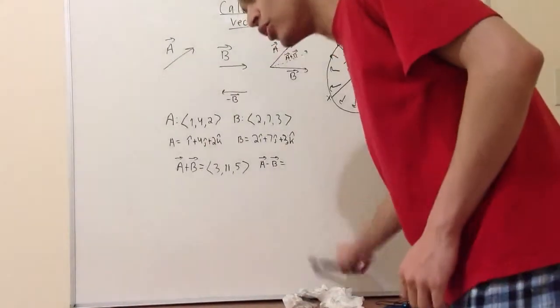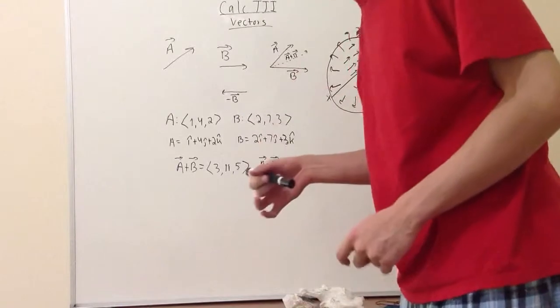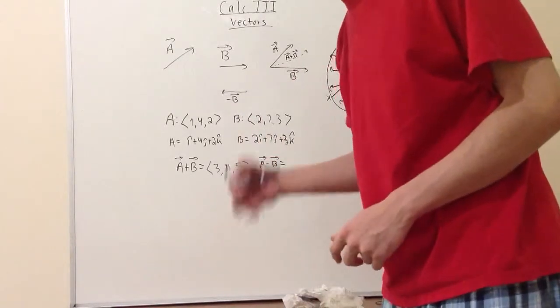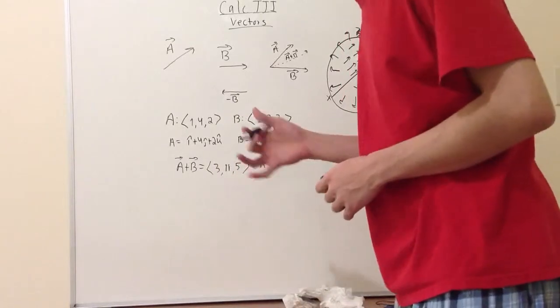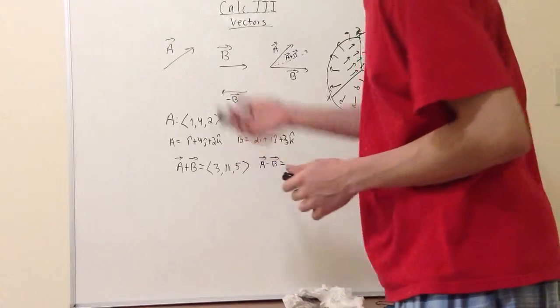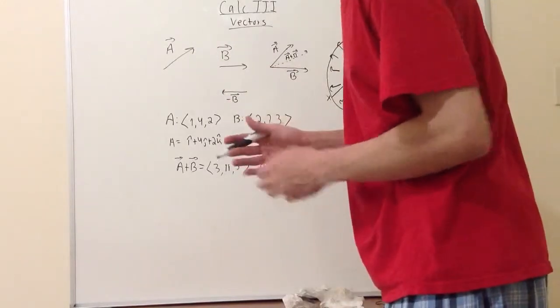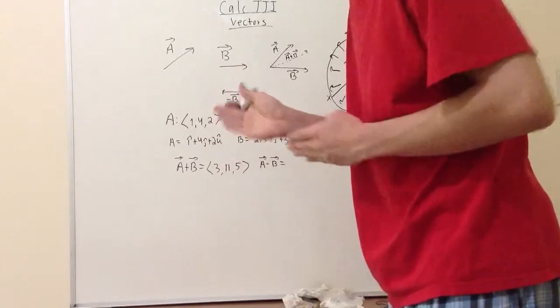Alright, so this is my second Calc 3 video. It's going to be on vectors, and basically if you've ever taken physics, you already know that a vector is just something that has both a magnitude and a direction. Every time I see vectors, you see an arrow. That makes sense because the direction of the arrow is the direction of the vector, and how long the arrow is, is the magnitude.